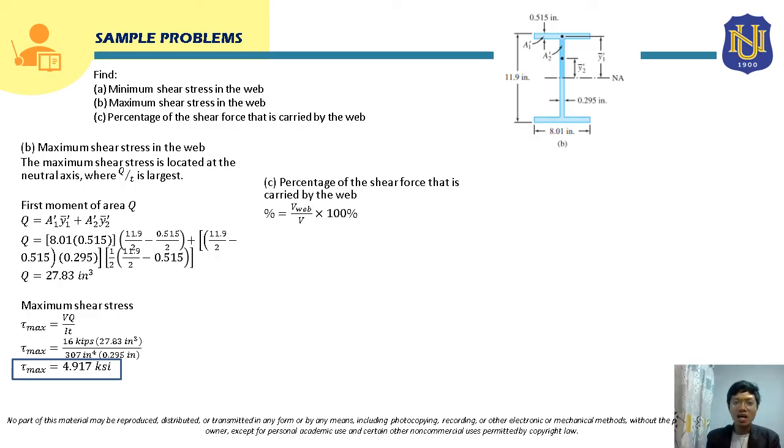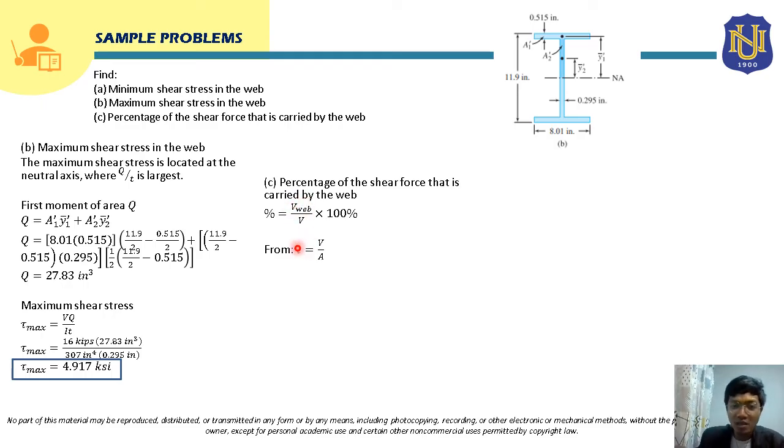So, class, the formula here to find the percentage of the shear force carried by the web is the shear force carried by the web over the total shear force, which is 16 kips, right? That's the given. Times 100%. So, to solve for the shear force carried by the web, that's V sub web.